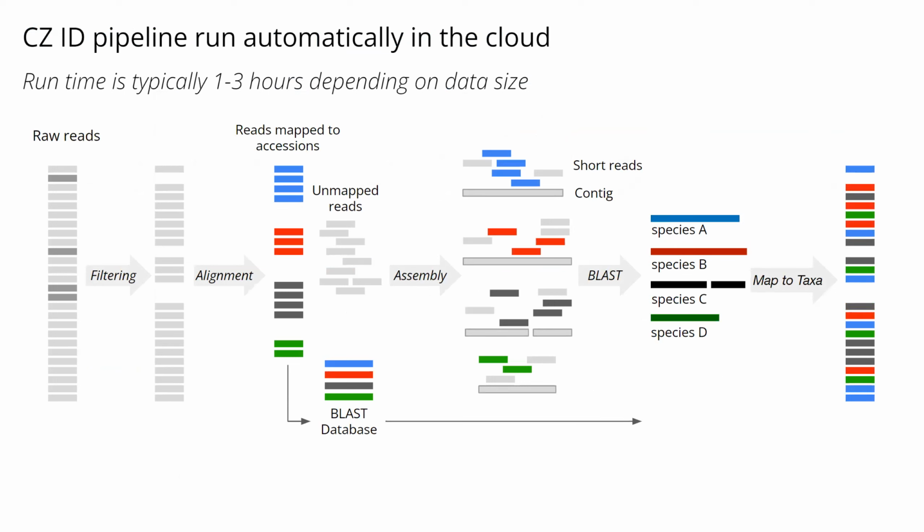The runtime for each sample is typically around 1 to 3 hours, depending on the data size. The samples are run concurrently, so it isn't 1 to 3 hours at a time. They're all run together.